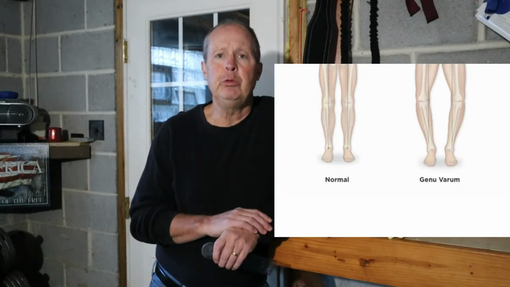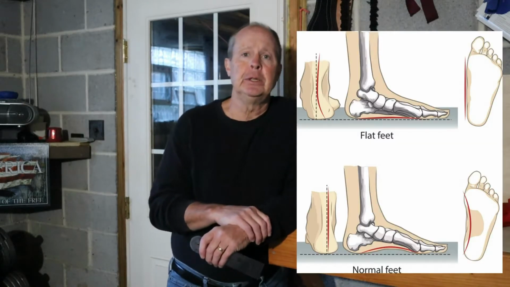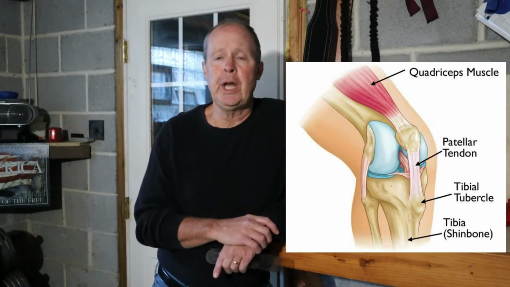People that have a condition called genu varum, otherwise known as being bow-legged, or somebody who has excessive flat feet. Other things could just be a genetically pronounced lateral tibial tubercle. So these are the type of folks that we see in physical therapy for the IT band syndrome.